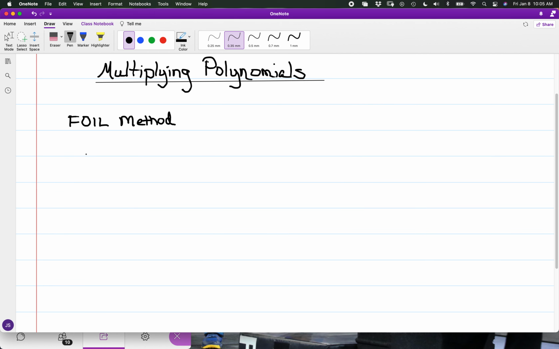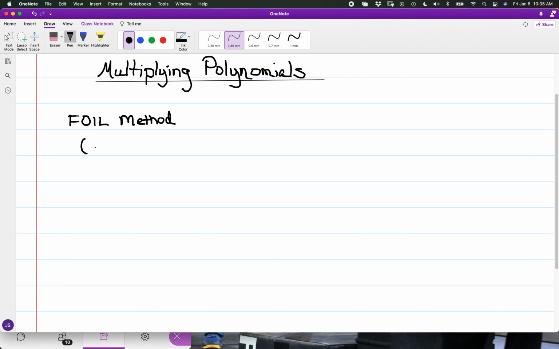And for the FOIL method, we have the traditional approach. You can have a couple of two-term expressions in the form of a plus b in parentheses, along with c plus d. If a plus b cannot be added together as a single term, and c plus d cannot be added as a single term, and we try to multiply these expressions out, a common approach is to multiply the first terms together to start off.